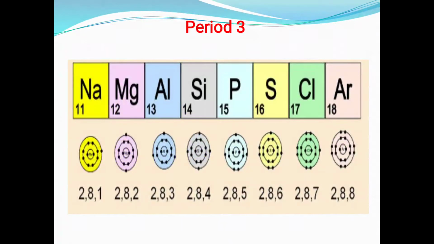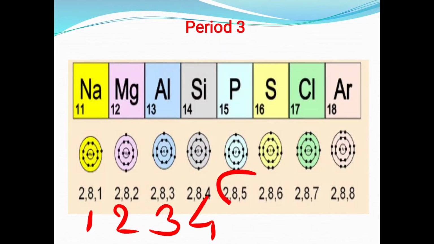Let's discuss one more example, that is period 3. Okay, these are all elements present in the period number 3. Right, see the example of sodium. What will the sodium do? Sodium will give one electron to the other element to become stable, right? Magnesium will give 2 electrons as it has 2 electrons in its outermost shell. So aluminium has valency 3, silicon has valency 4.